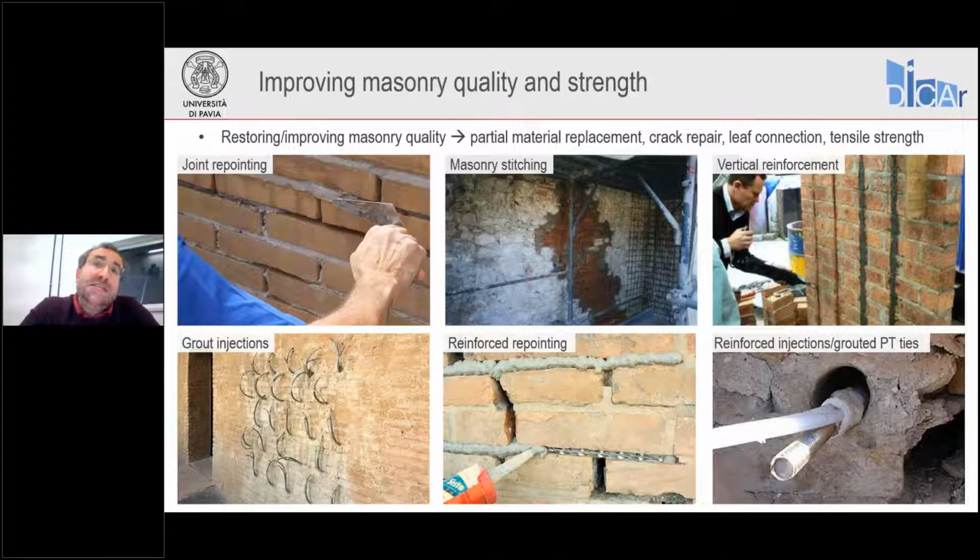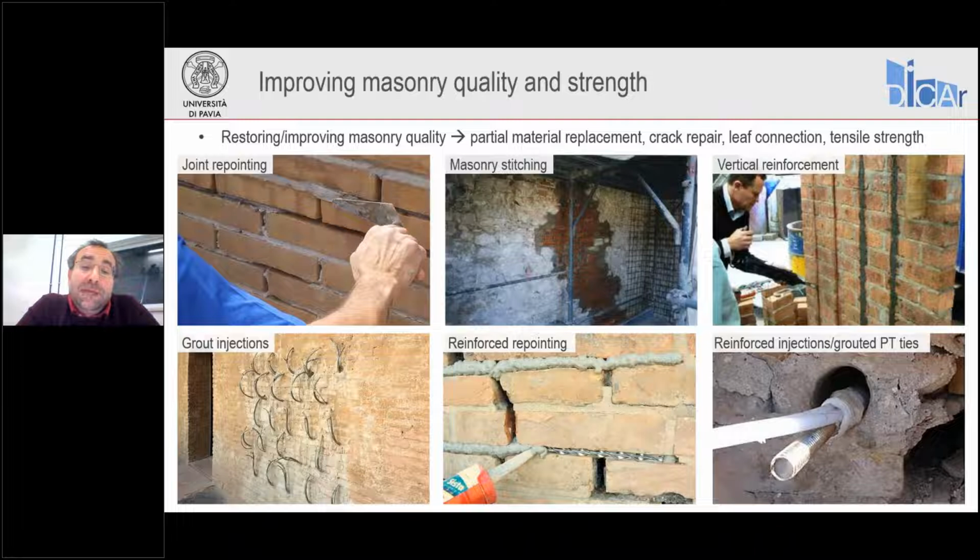Have grout injections. These are aimed at filling the voids that we may have within the loose filling between masonry leaves. Other techniques are aimed instead at fixing cracks, pre-existing cracks in our walls. One of them is masonry stitching. In this case, we remove the damaged portion of the masonry and we replace it with new masonry, of course, intact with no cracks.